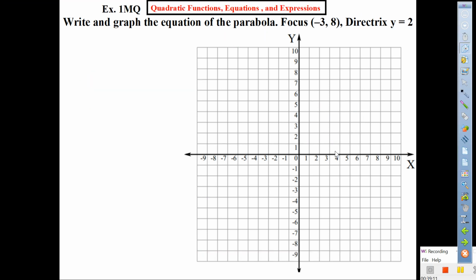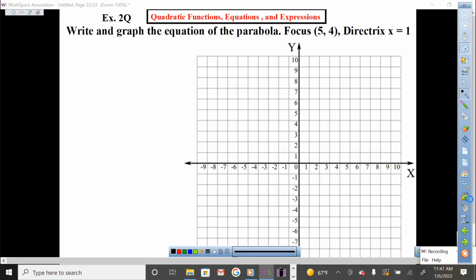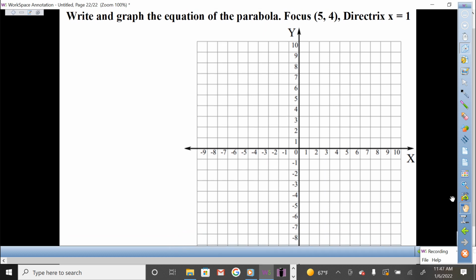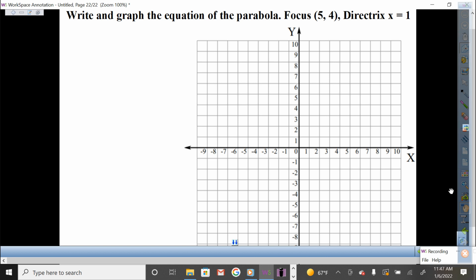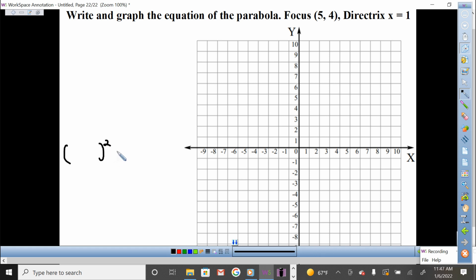Example 2. Copy this. Focus 5, 4, directrix x equals 1. Halfway down the coordinate plane, tell your neighbor what equation to write here now with the directrix x equals 1.